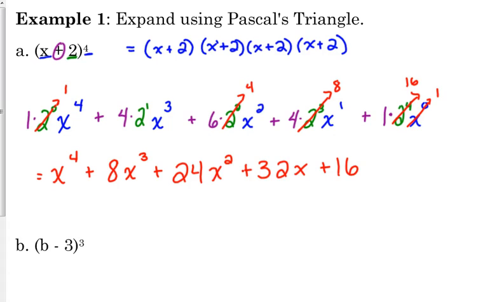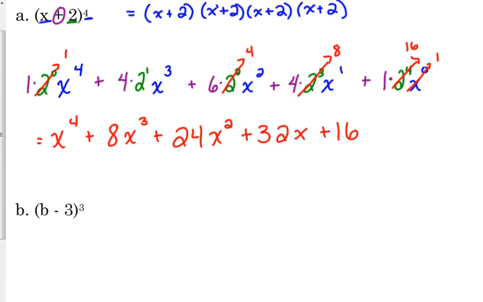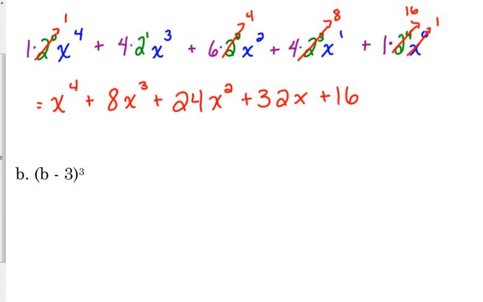So, this is the exact same thing you would have gotten if you had multiplied x plus 2 times itself 4 times. But it was a whole lot quicker, right? Okay, so this is all about patterns. Let's look at another one.